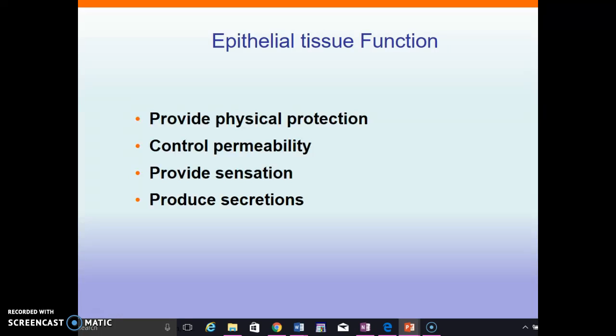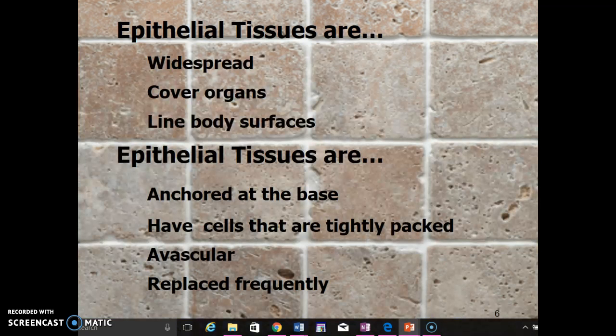The functions of epithelial tissue include providing physical protection, controlling permeability, providing sensation, and producing secretions. Epithelial tissues are like these tiles on the floor. They are very close together. They're anchored to the surface beneath them. They are attached to each other. They can be wide, and it covers a wide surface, and they can be fairly flat.